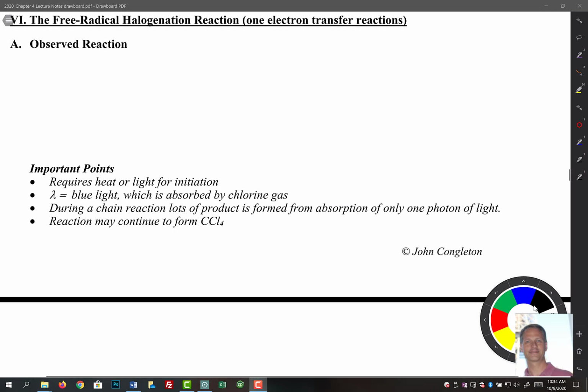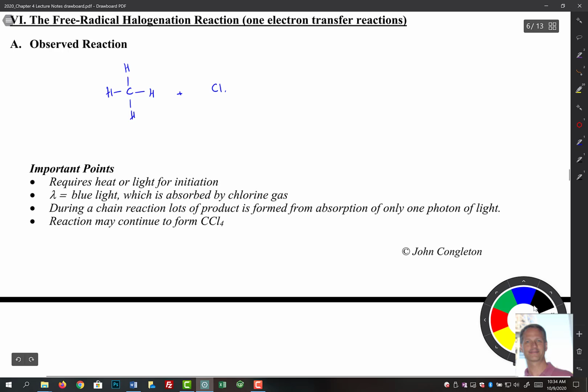Take a look at the free radical halogenation reaction. It's a one electron transfer reaction. And what I want to look at first is just the observed reaction. So remember, that's like a snapshot of what's going on. What we're going to look at here is something rather simple, and we'll get more complicated, but here's methane.